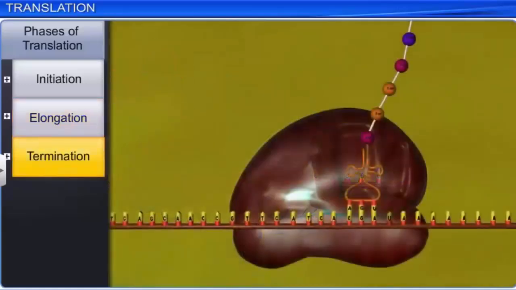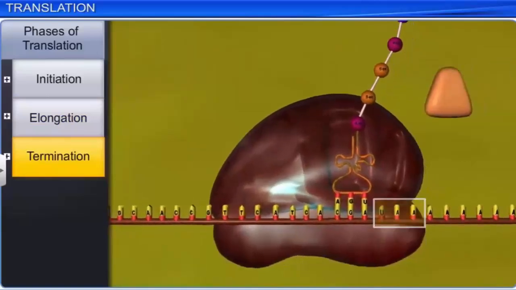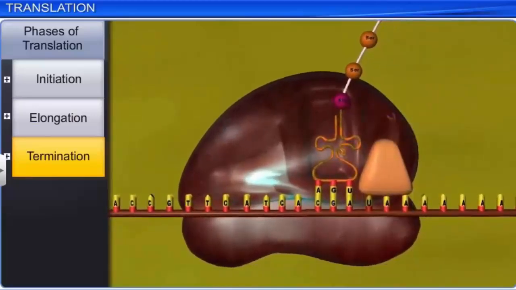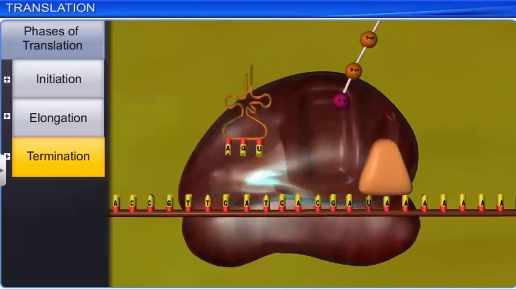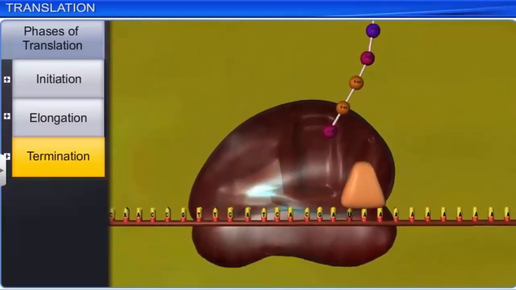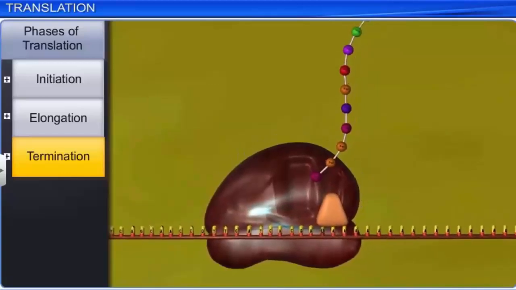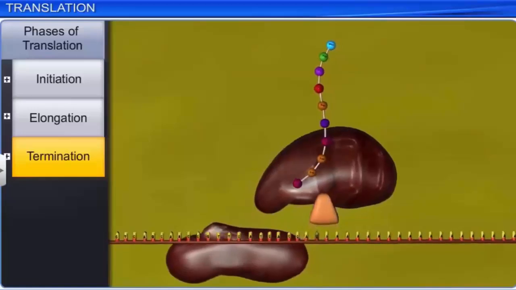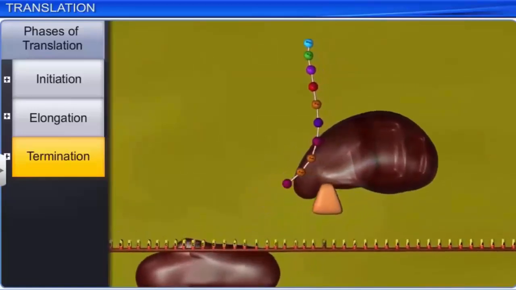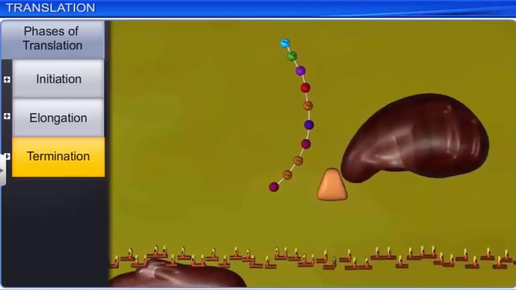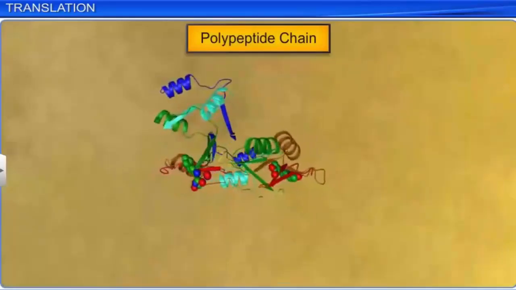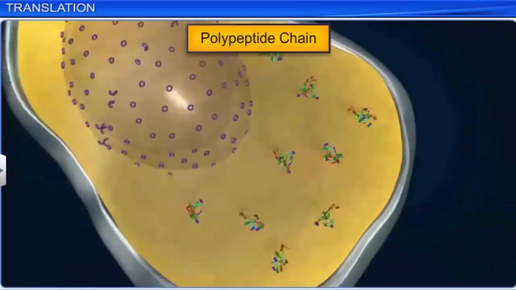On reaching the stop codon, UAA, a release factor or RF, binds to it, terminating the translation and releasing the polypeptide chain from the ribosome into cytoplasm. After the termination, the small and large subunits of the ribosome dissociate and the mRNA degenerates. The polypeptide chain is therefore an end product of the translation process that takes place in the cytoplasm.